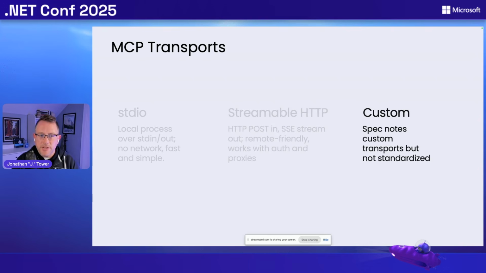And then the last one I'll just mention: the spec actually leaves room for custom implementations of transports. It doesn't specify anything about those. That's up to you if you want to create your own custom one, maybe a proprietary thing for your particular organization. The spec does leave room for that. It just doesn't specify any other details. So the main things you're going to use are standard I/O and streamable HTTP.